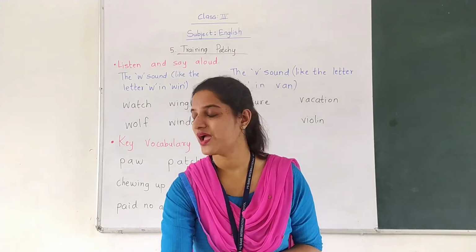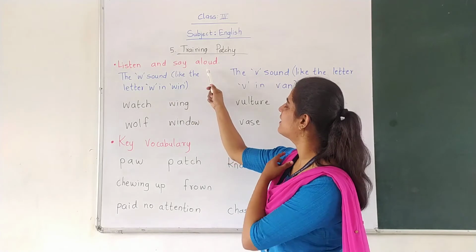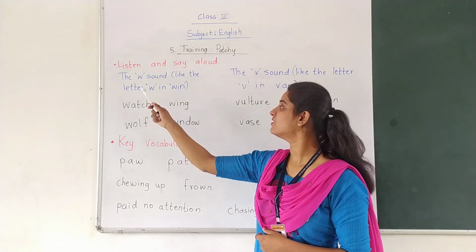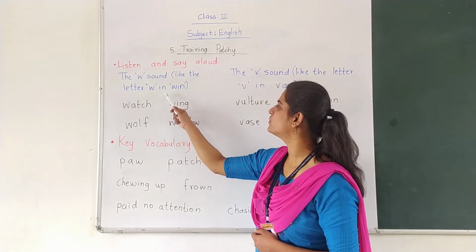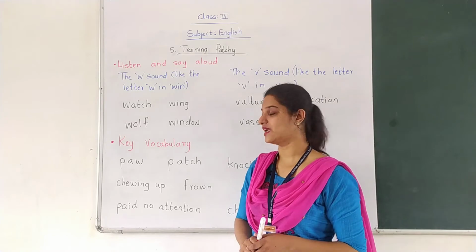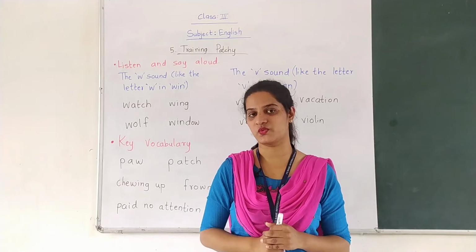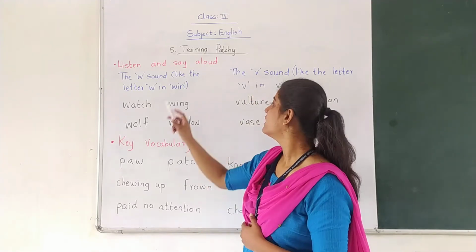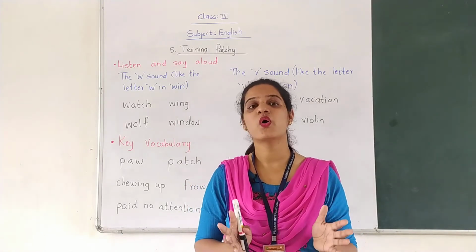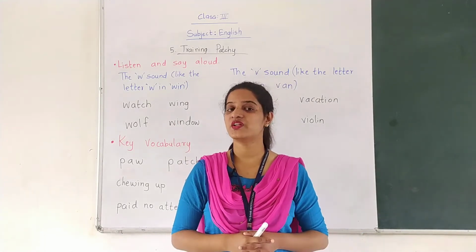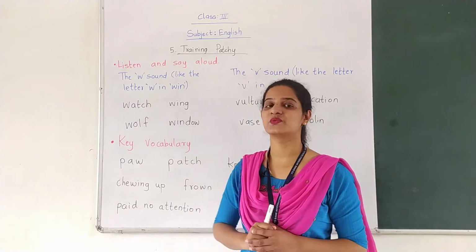Now, as you can see here, I have written on the board: Listen and say aloud. Now, what is mentioned here? The W sound, like the letter W in win. Here we are going to learn the words with W sound. But how? Like the letter W in win. Now, what is the sound of W? W. And in which word? Win. Okay. So, we will see these words.